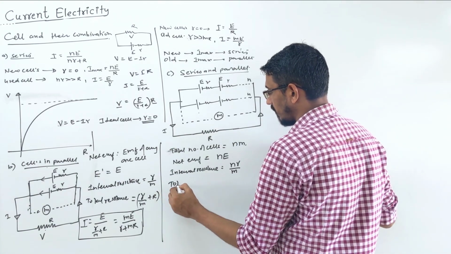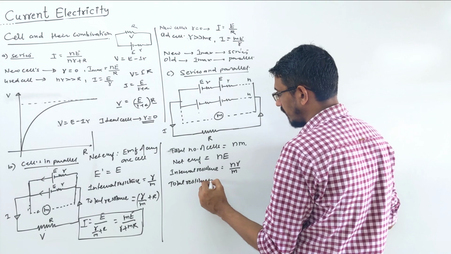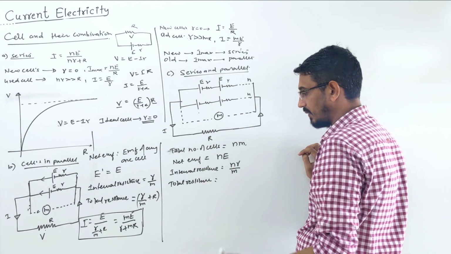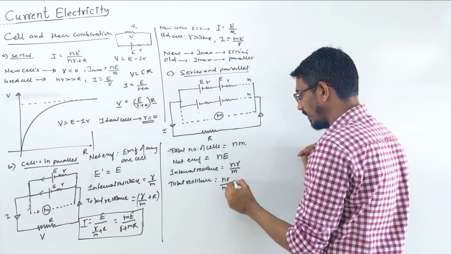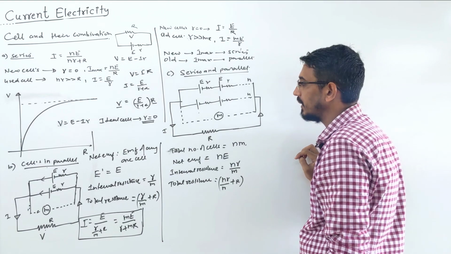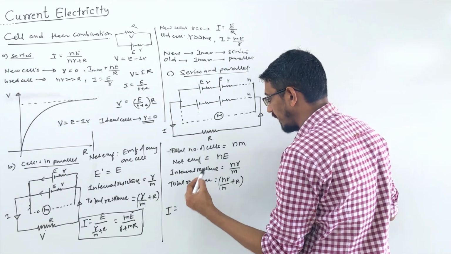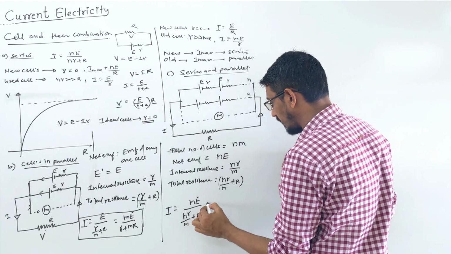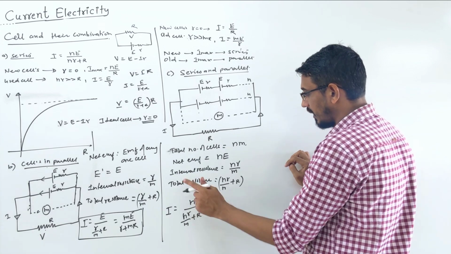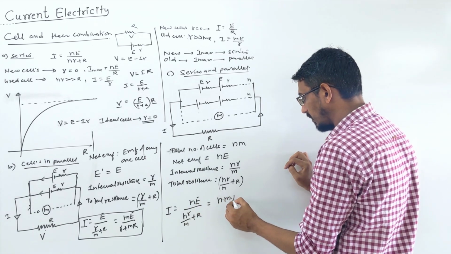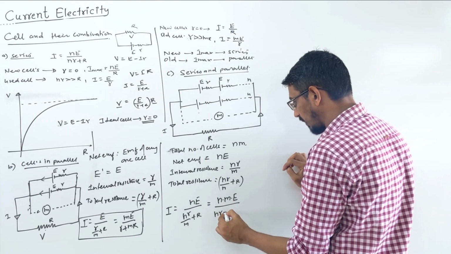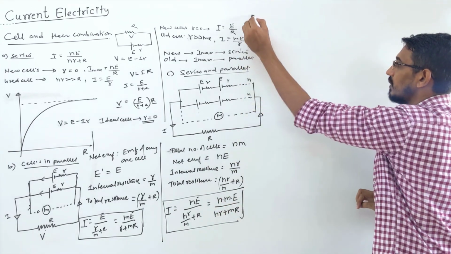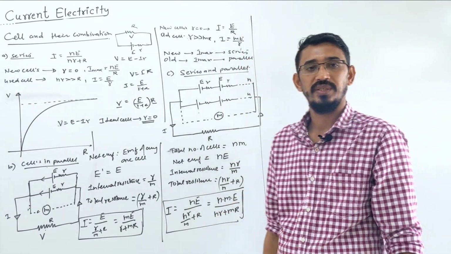So what is the total resistance now? Watch carefully, the total resistance of this whole circuit. This internal resistance is in series with the external resistance R. So the net resistance is nr by m plus capital R. So this gives the current flowing in the circuit. The current is net EMF, n into E, divided by nr by m plus R. You can simplify this a little: multiply by m and take it up, so it becomes n into m into E by n into r plus m into R. That is the current through the circuit when we have series and parallel combinations together, right?